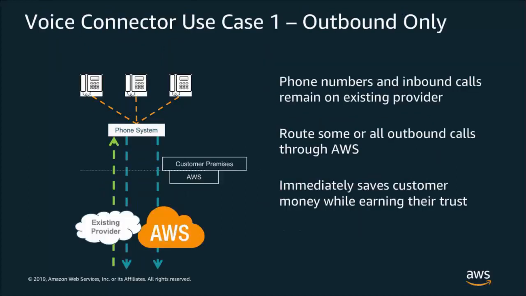An easy way to get started with Amazon Chime Voice Connector is to use it for outbound calling only. In this case, customers keep their phone numbers and inbound calling on their existing provider and route some or even all of their calls outbound through AWS. This immediately allows customers to save money and gives us an opportunity to earn your trust.